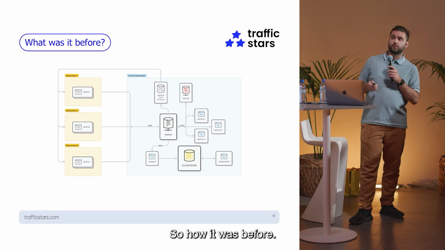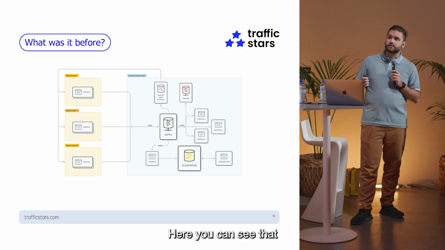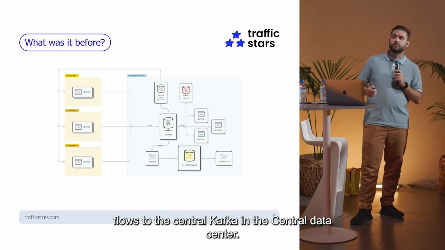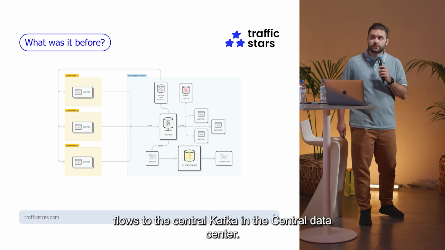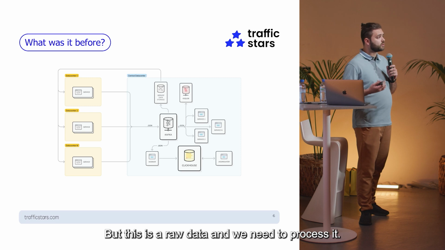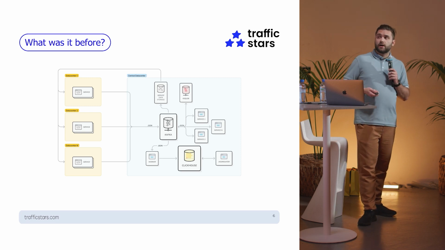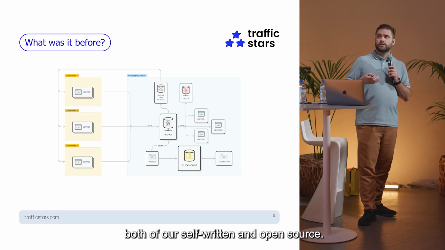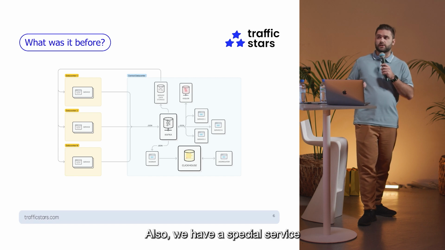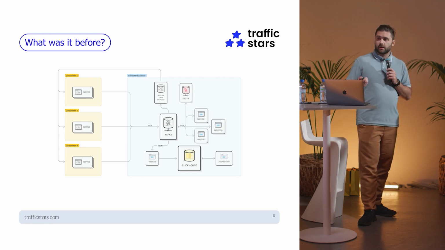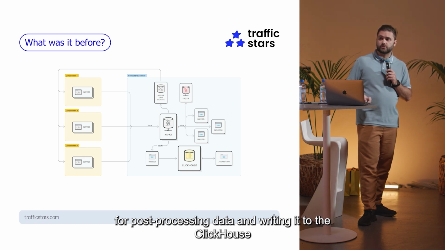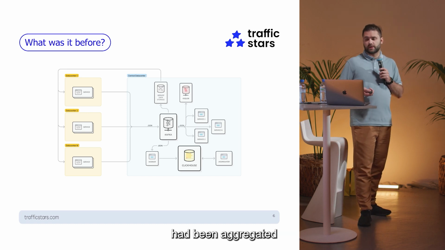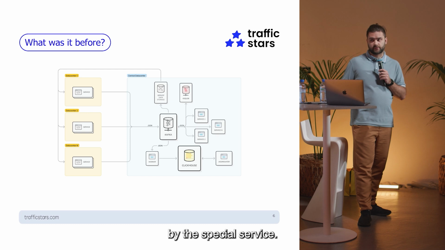How it was before. Here you can see that all incoming traffic from the final data centers flows to the central Kafka in the central data center. But this is raw data, and we need to process it. For this, we have several services, both self-written and open source. Also, we have a special service for post-processing data and writing it to ClickHouse. And then the data in ClickHouse was aggregated by a special service.